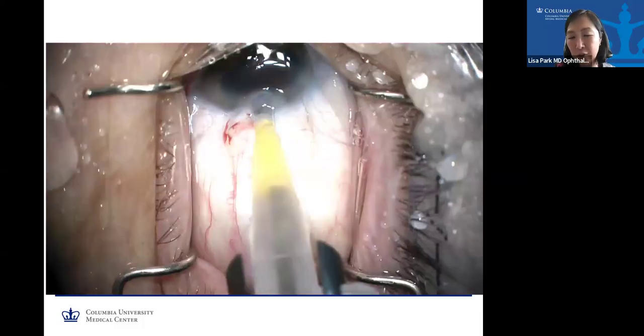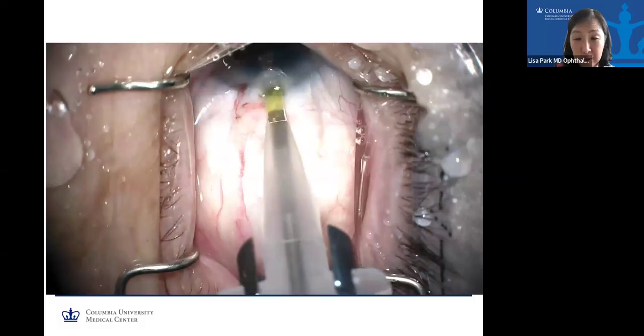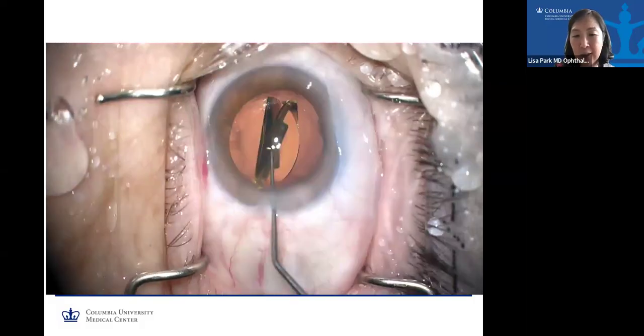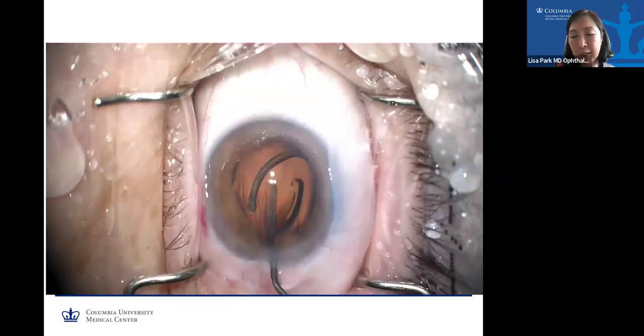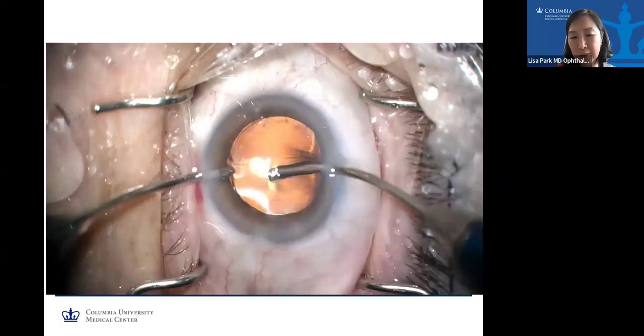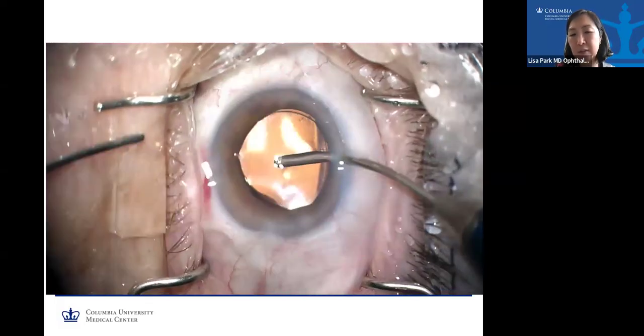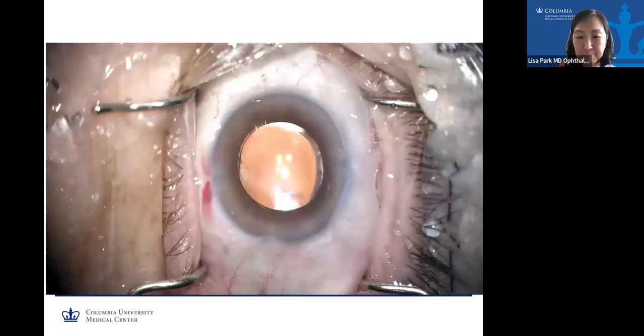This is now injection of a one-piece acrylic intraocular lens that goes inside the capsular bag, and then removal of the viscoelastic. And you can see here that that is a self-seal. These are all self-sealing wounds.